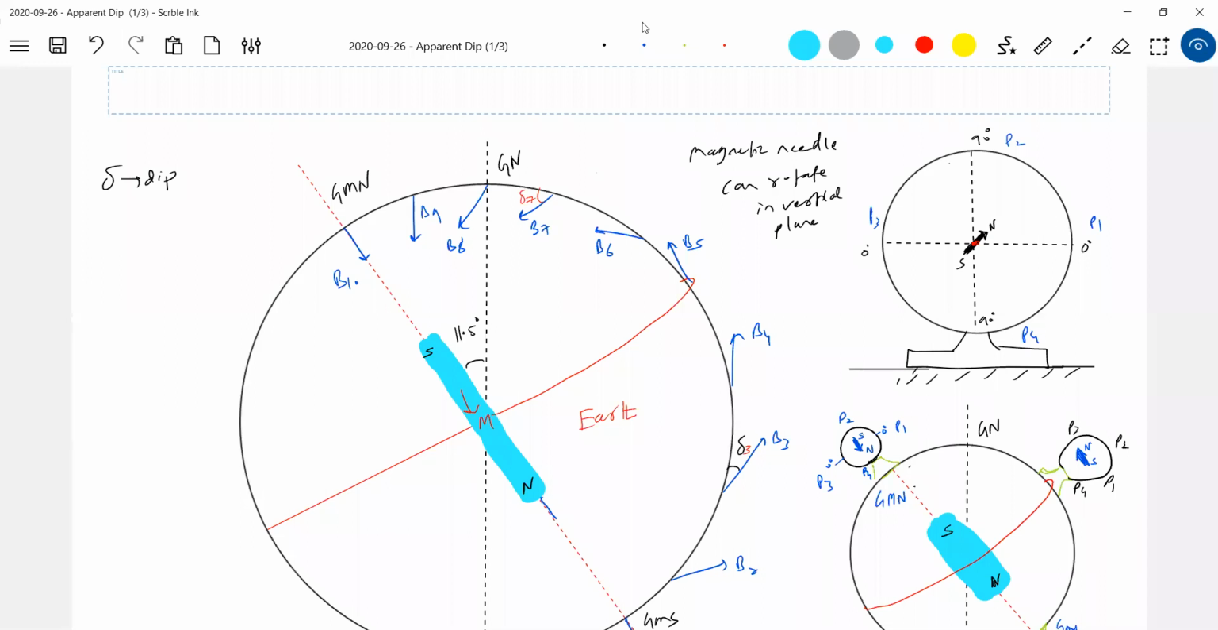What is the firm conclusion? We don't have a device which can measure the dip accurately. So what do we do now? Somehow I should bring a method. What are the main reasons for the dip error? That's one simplest thing.